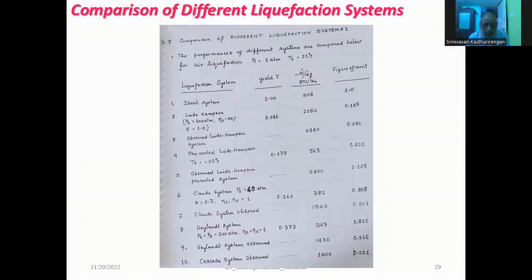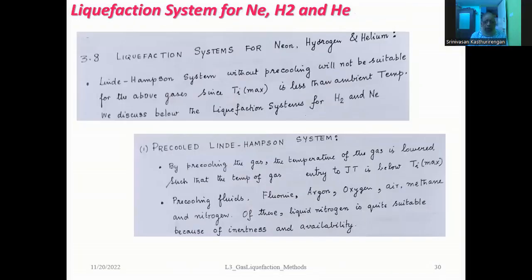The Haaland system, for example, P2 and P3 is about 200 atmosphere, and the efficiencies are taken as 1. The yield is about 37%, and the work requirement is 367 BTU per pound mass, or in other words, the figure of merit is about 82.1%. Observed Haaland system is about 1430 BTU per pound mass, and the last one, 0.216, is the figure of merit. Okay, I will stop with this one. Next, we'll move on to the next one.